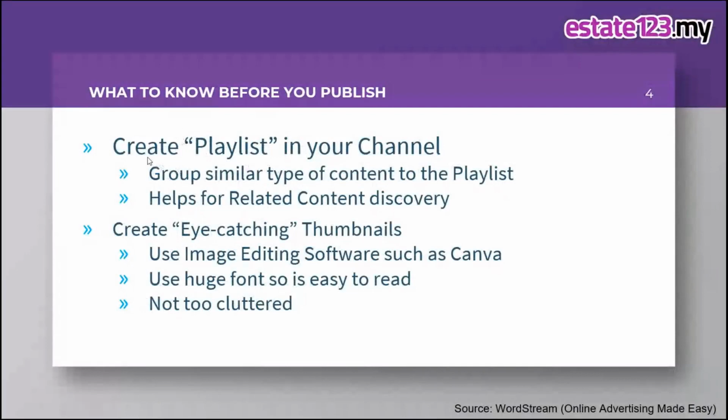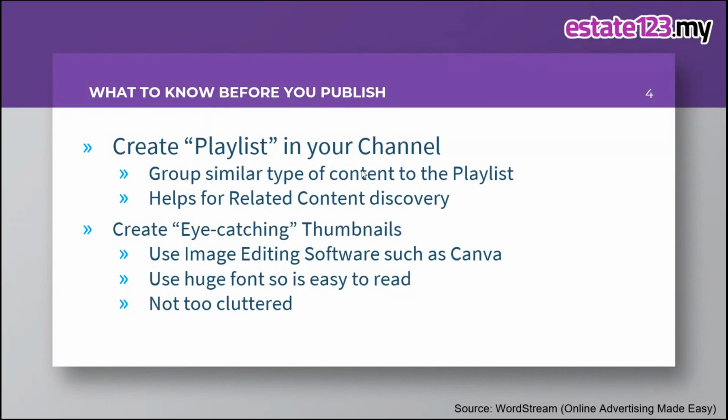Next is create a playlist in your channel. When you're uploading the video, you can actually create a playlist. A playlist is something like the music on Spotify. When you're using Spotify, you can create your playlist, like jazz or maybe K-pop, and put in the songs that you want. Same goes for the YouTube channel here. When you are publishing your video, create a playlist to populate them. Group all the videos that have a similar type of content into a particular playlist group.